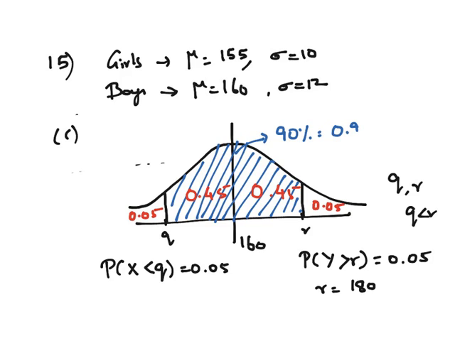In fact, since we have found R as 180, that means this will be 20, right? So definitely this will also be 20, so Q will be 140. Let us verify that. Go to distribution, normal, inverse normal, tail is left, area is 0.05, and you get Q as 140.26, so approximately 140. Yeah, that's the value of Q.